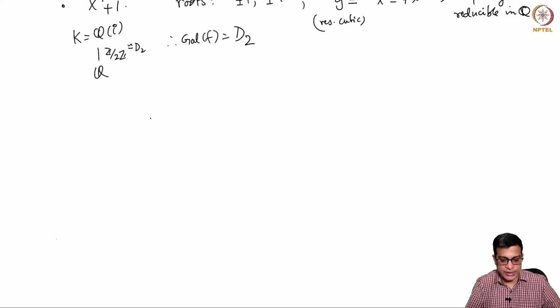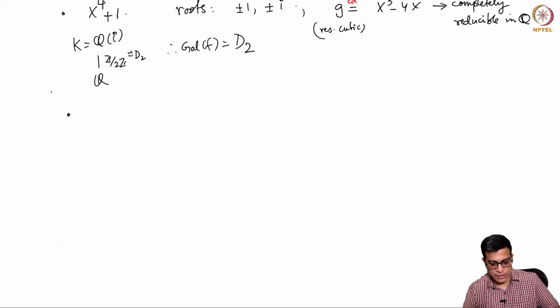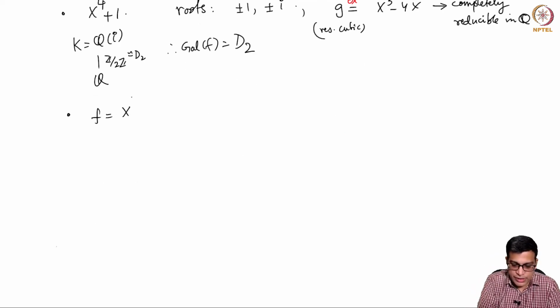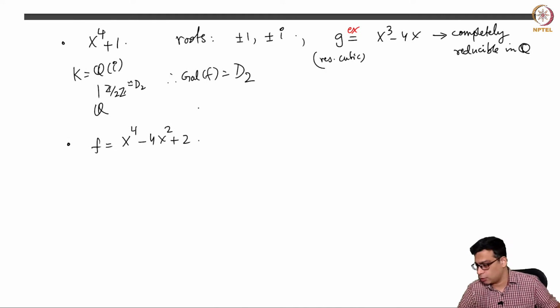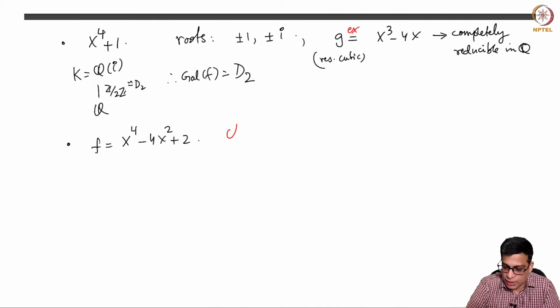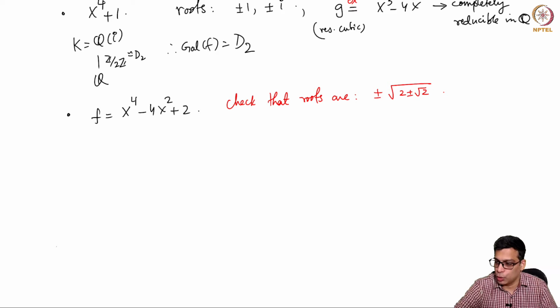Okay, so now the third example I want to do. So maybe I'll just, yeah, so I don't want to use ABC because I'll use them later. So this one is x⁴ - 4x² + 2. So I want to do this also explicitly without using any formulas for the resolvent cubic. So here you check that roots are plus minus square root of 2 plus minus square root 2.